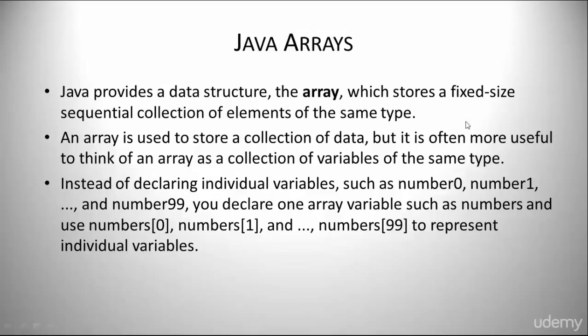Instead of going ahead and declaring individual variables, such as number0, number1, or even number99, you declare one array variable, such as numbers, and use numbers[0], numbers[1], and numbers[99] in the square brackets to represent individual variables.